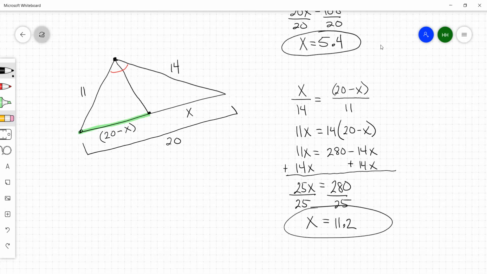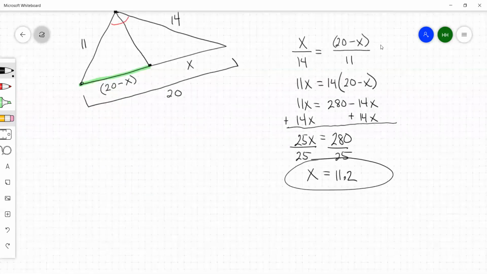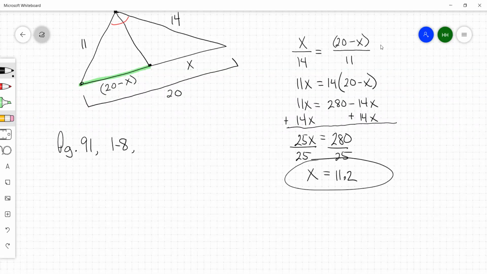All right, here are your practice problems for today. Your practice is page 91 in the workbook, 1 through 8. And then page 92 in the workbook, 1 through 7. Be sure you check Focus for homework.